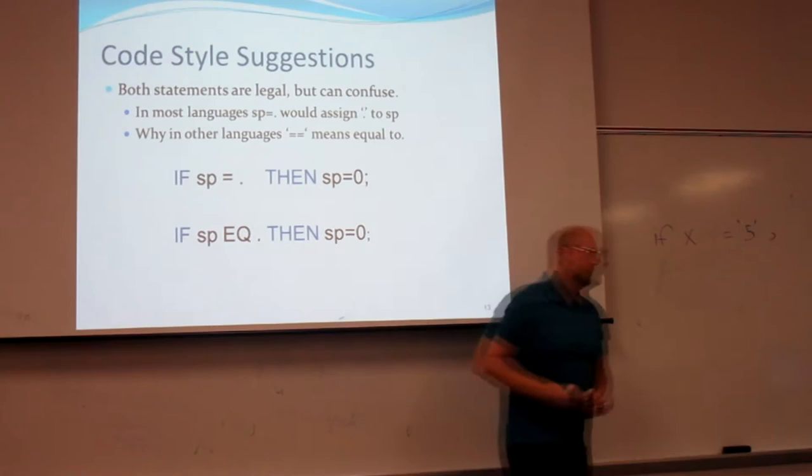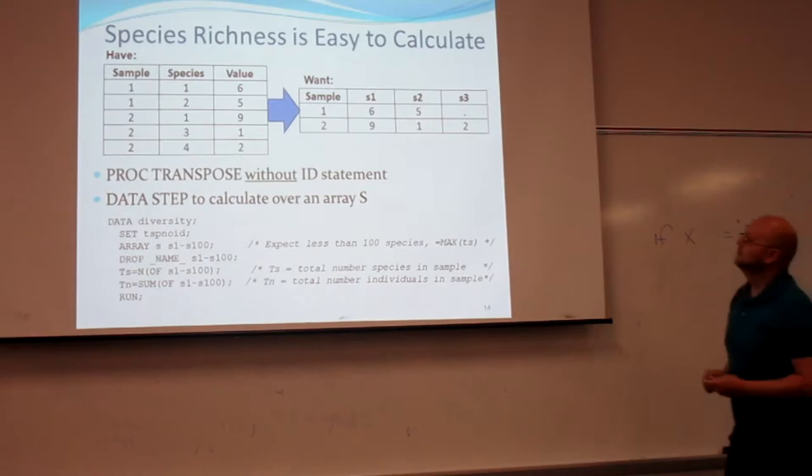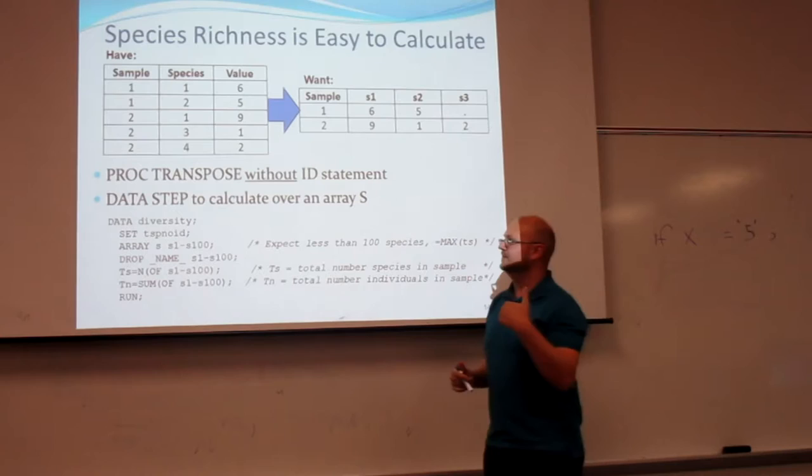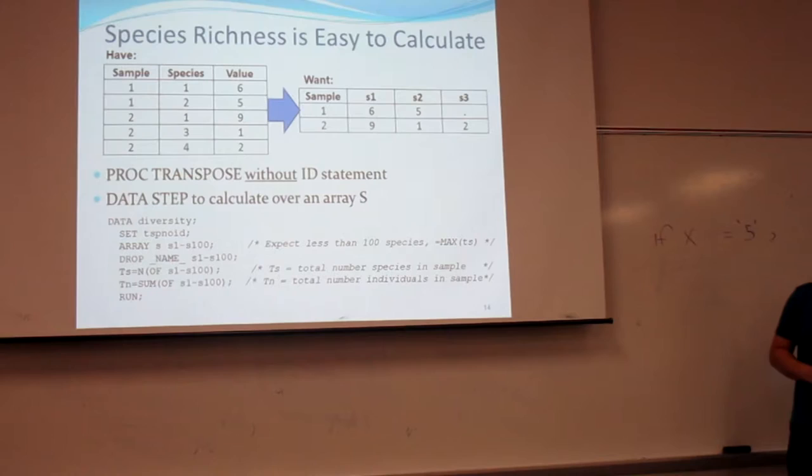Okay. So the richness is pretty easy to calculate, right? We want to just find the richness. That's just the total number. We did that yesterday, all right? But what we can do is we can use this proc transpose without an ID statement. And so we talked about what does the ID statement do.